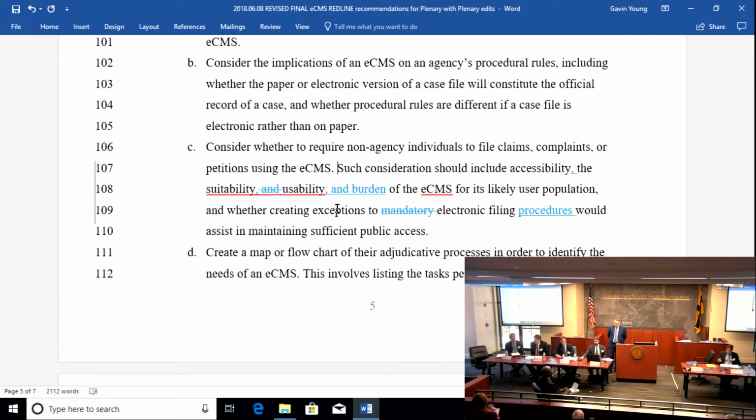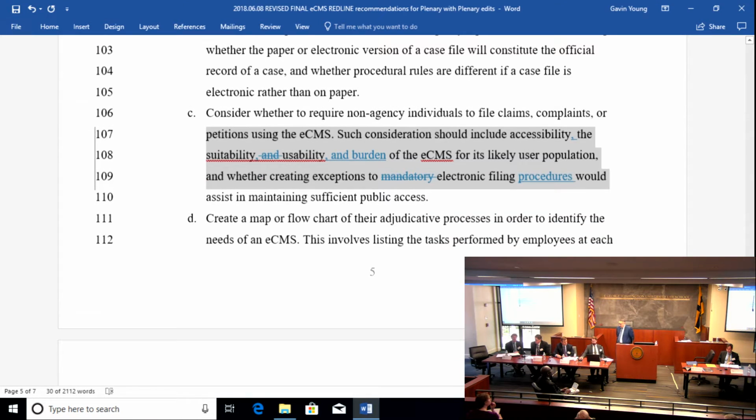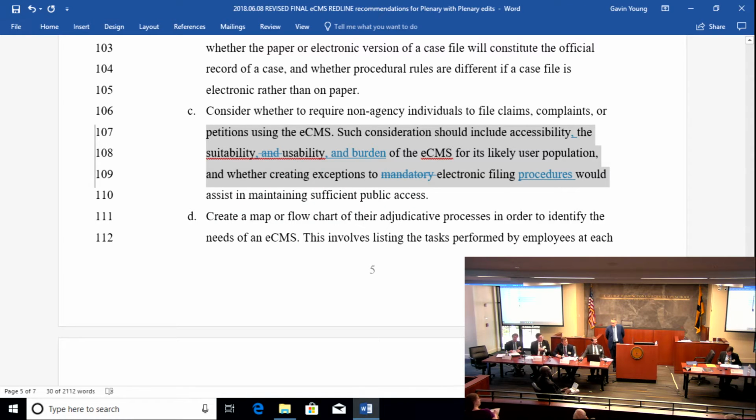So now what we're deciding on is whether the changes in lines 108 through 110 should be made. Am I correct? Excuse me, 107 through 109, and the most significant of which is the inclusion of the word burden. Is that right? Any objection? Nadine, please. I apologize. Nadine Mancini. I'm having a reaction to the word burden. The way it reads now, suitability and usability are positive sounding things, and burden sounds like we're already assuming it's a burden. Potential burden, any burden. Emily.